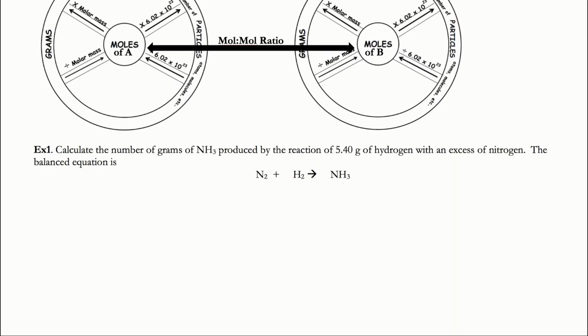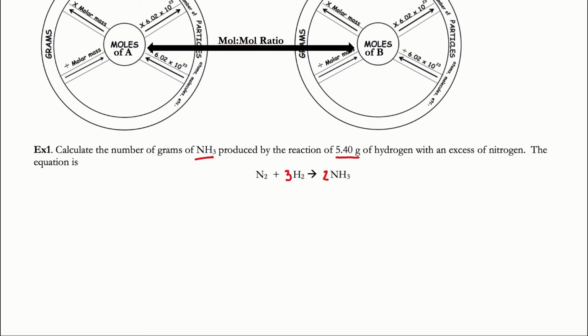All right, for the first problem, calculate the number of grams of NH3 produced by the reaction of 5.40 grams of hydrogen with excess nitrogen. This is my equation. Notice it's not yet balanced, so I first have to balance it. Well, I've got 2 nitrogens, so I'm going to put a 2 in front of ammonia. Now I have 6 hydrogens from my product side, so I'm going to put a 3 in front of hydrogen.